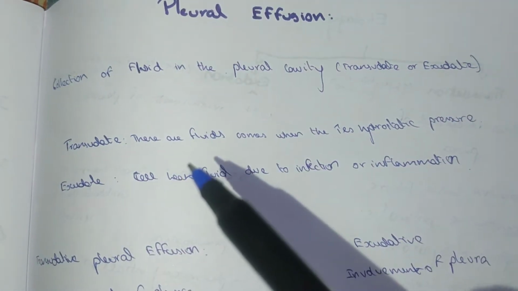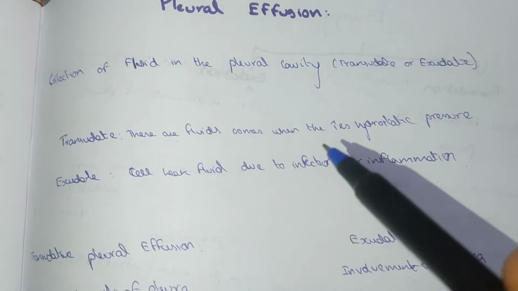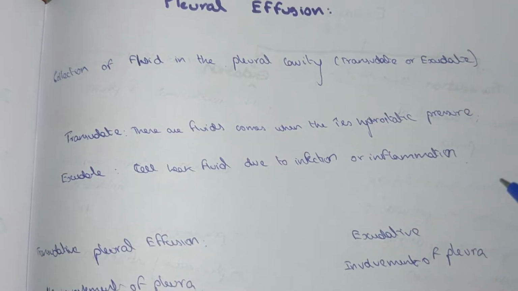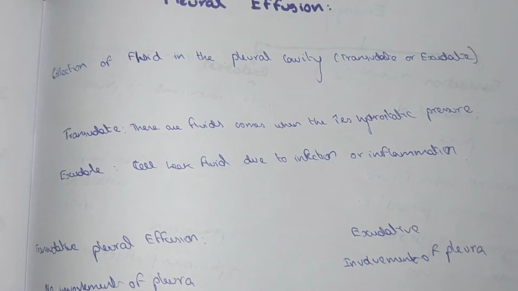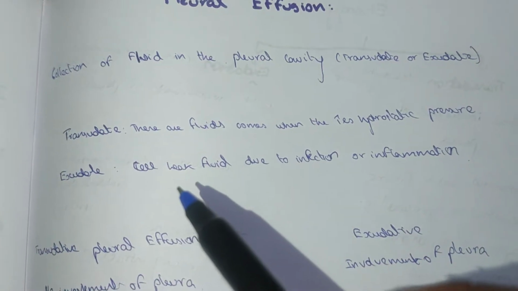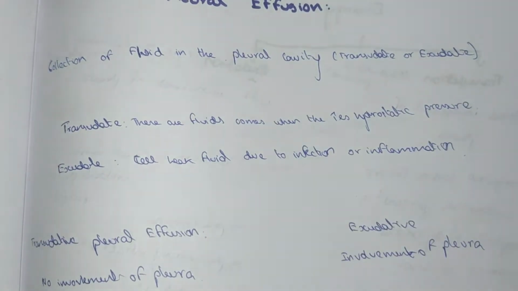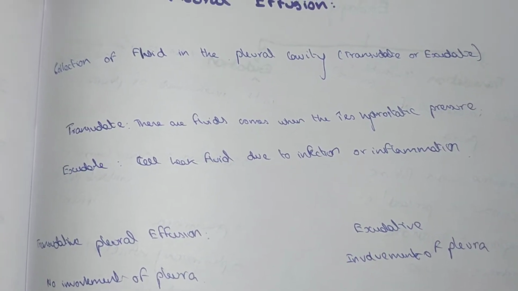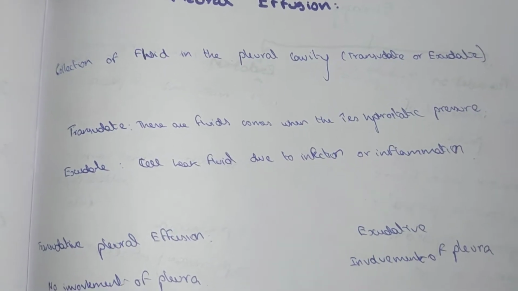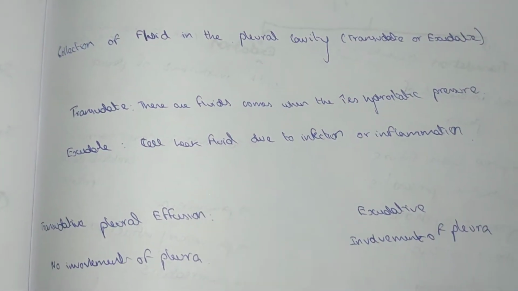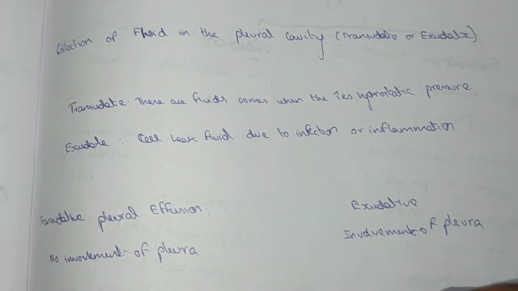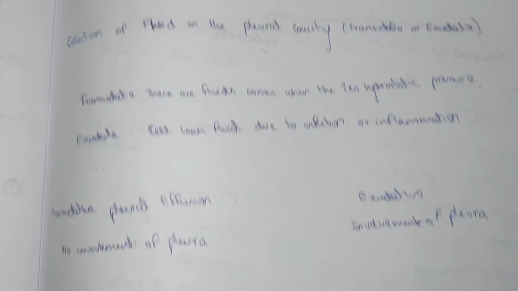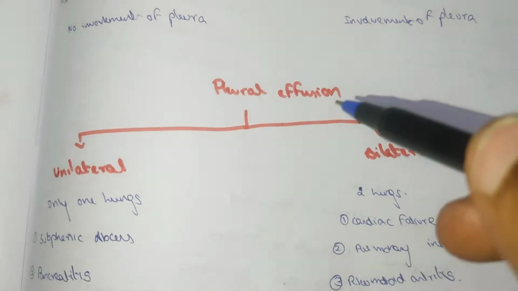The transudative fluids are the fluids that come out when there is increased hydrostatic pressure. When there is increased hydrostatic pressure, these fluids come out from the capillaries. The exudates are the cell leak fluid. When the fluid is leaked by the cell due to infection or inflammation, any infection or any inflammation causes this exudative fluid. In transudative pleural effusion, there is no pleural involvement, but in exudative pleural effusion, there is pleural involvement.